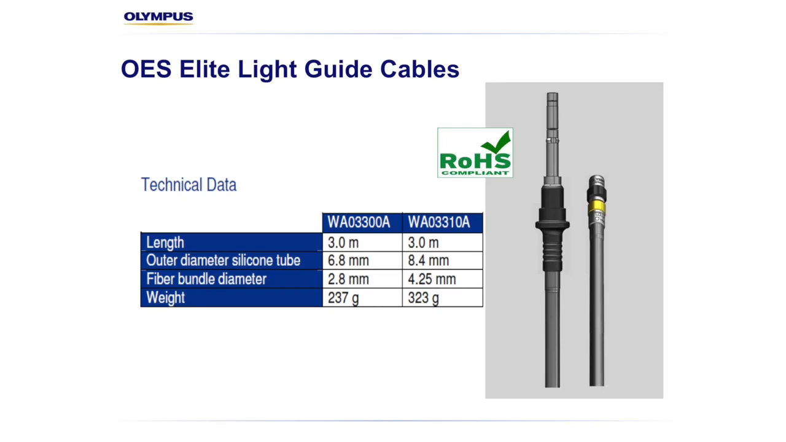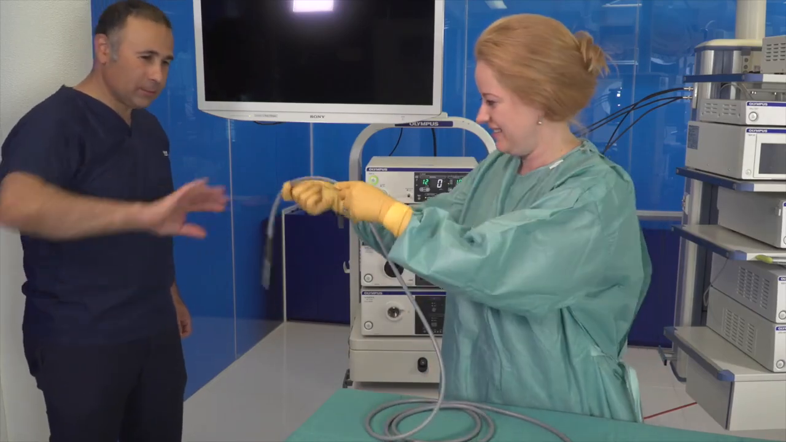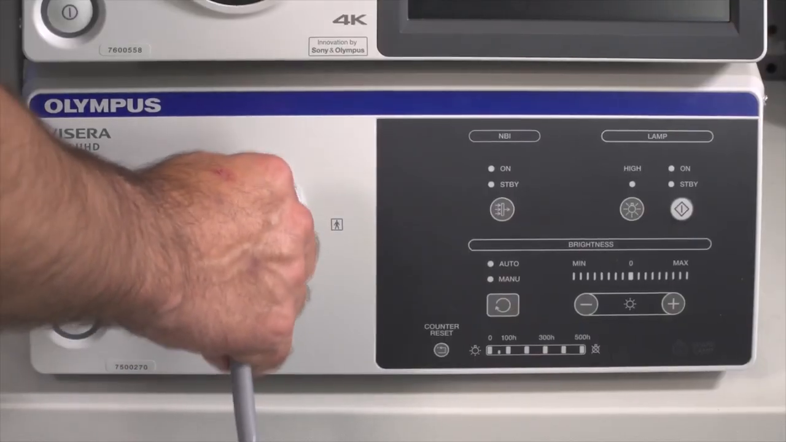The smaller light guide is suited to smaller diameter telescopes, such as those used in urology with a 4mm diameter, and this smaller light bundle ensures that the light post of the telescope does not overheat and cause unnecessary heat-related wear to the telescope components. The operation of the light source itself is relatively easy. Simply plug in the light guide and power the system up.